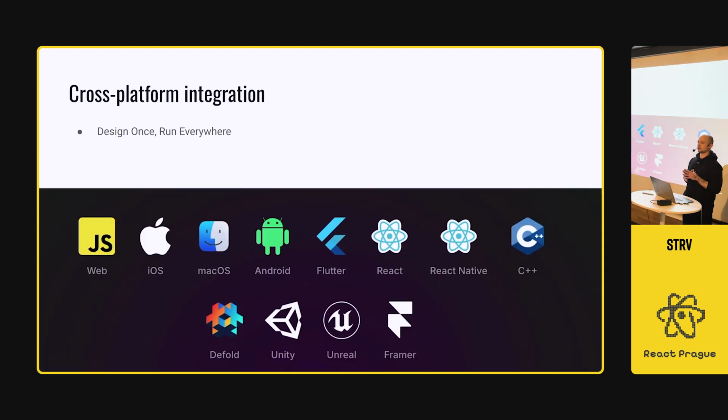Rive supports cross-platform integration, meaning design once, run it anywhere. Not only can you use it with React and React Native, you can also use it for native development with Swift or Kotlin. Or you can even use it in game engines like Unity or Unreal.